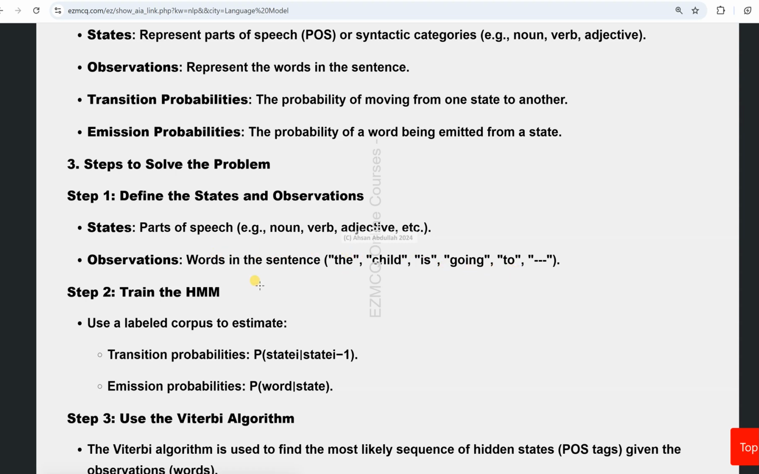All right, so how do we train the hidden Markov model? These are the conditional probabilities. What is the probability of getting into state i conditioned upon state i minus 1? And what is the probability of getting the next word based upon the state, whatever that state may be?